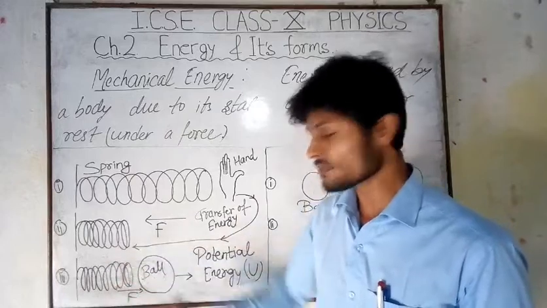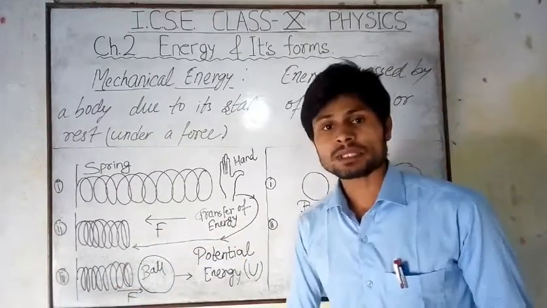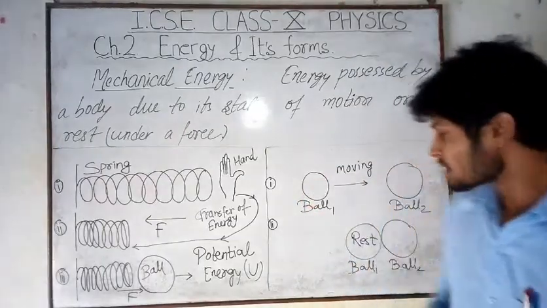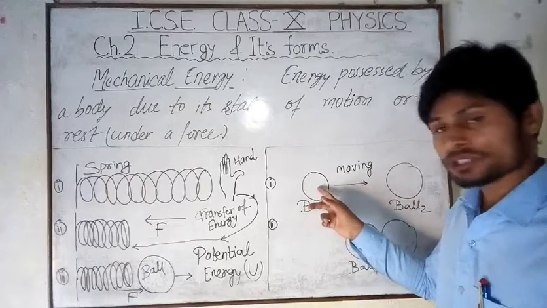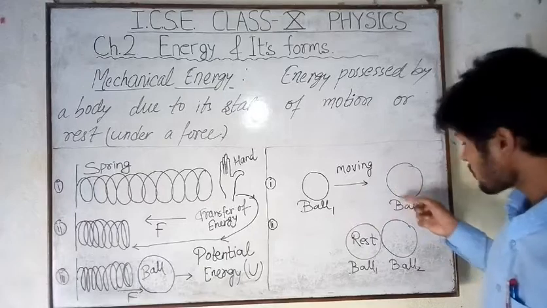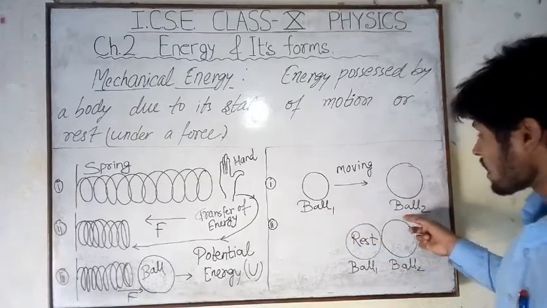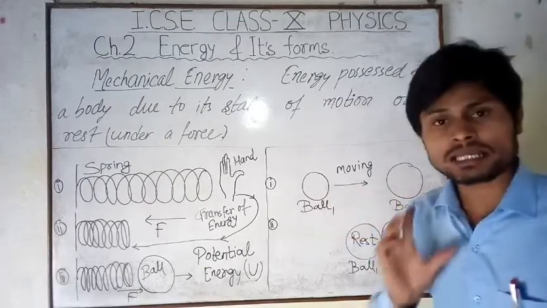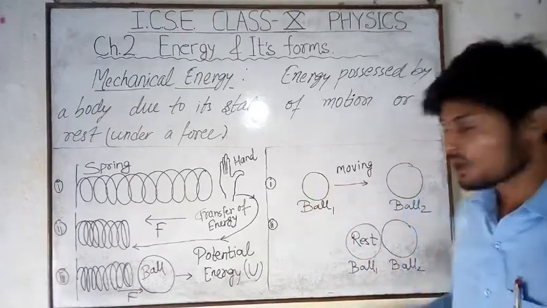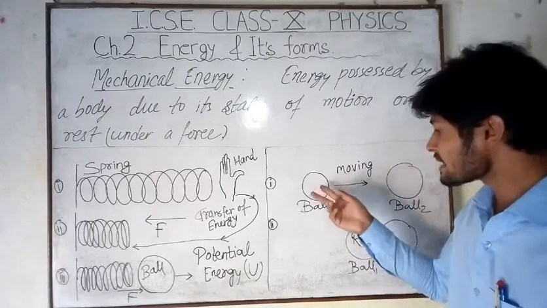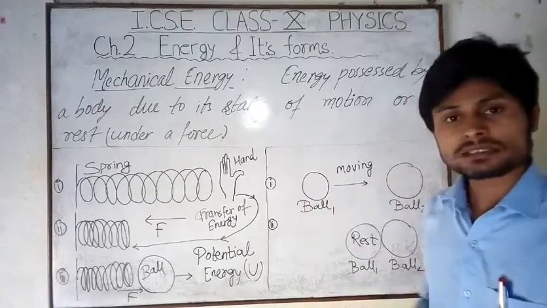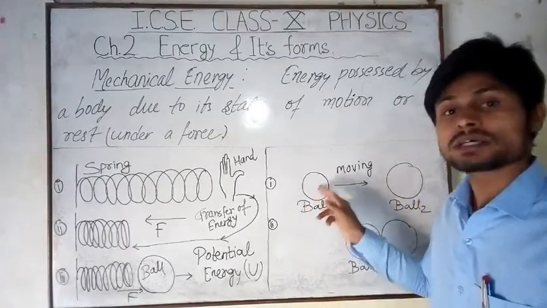So it is the negative potential energy the spring has. Now here we are considering a moving object. Suppose we have a ball which is in motion. This moving ball can strike a ball 2. This one is ball 1, this one is ball 2. And now this moving ball is capable of exerting a force on any other ball. That means it is capable of doing work. That means it has some energy in it because of its motion.